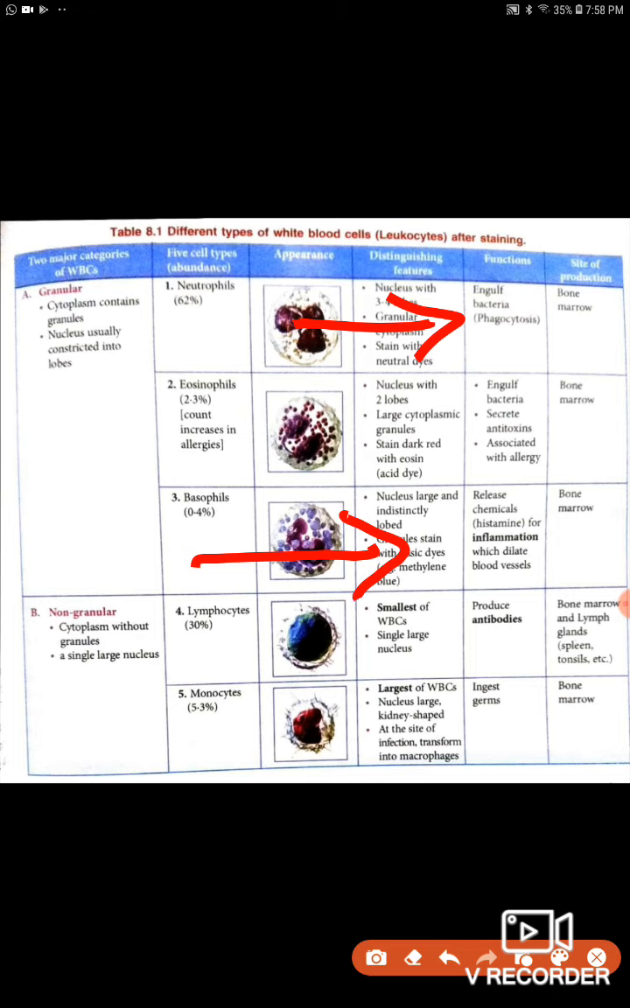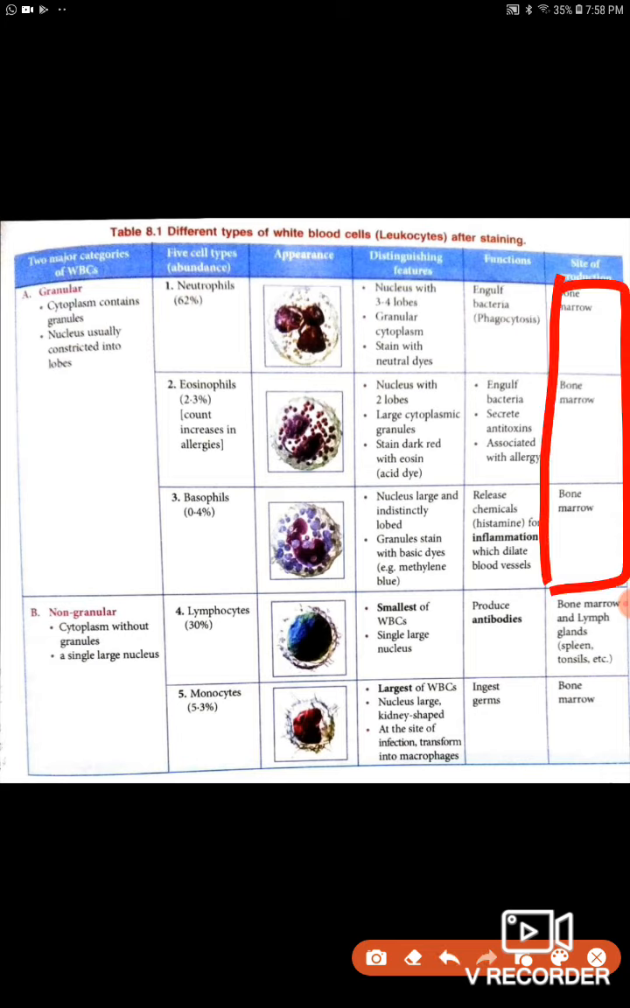Basophils can release a chemical called histamine for inflammation, which can dilate the blood vessels. The site of production is the same for all, that is the bone marrow. Next are the non-granular cells, or the agranulocytes.